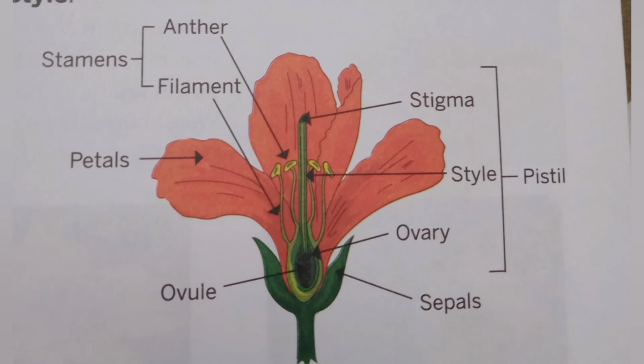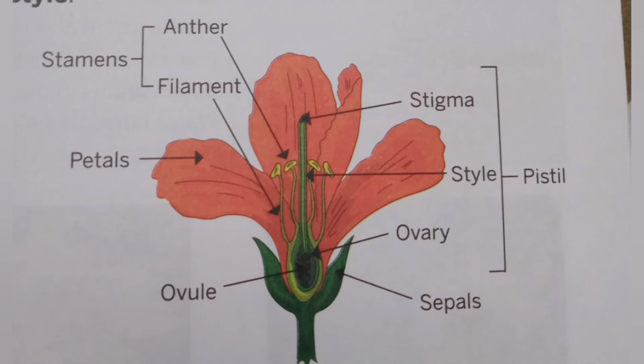It has a long filament with an elongated sac-like structure at the tip called the anther, as you can see in the picture. The ovary is the female part, and the sepal is the covering. The petals you can see. The anther and filament together are known as the stamen, which is the male part.